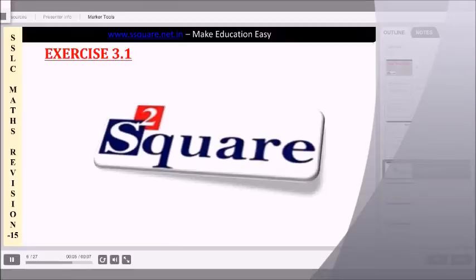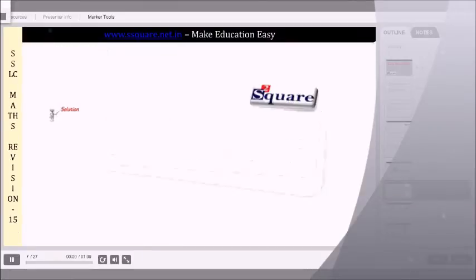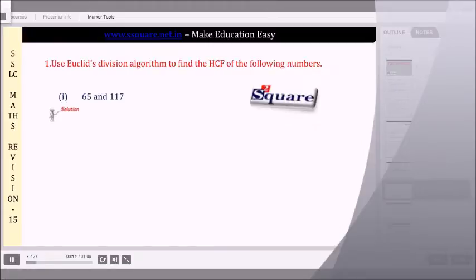Exercise number 3.1. Problem number 1. Use Euclid's division algorithm to find the HCF of the following numbers. Problem number 1: 65 and 117. So by using Euclid's division lemma, a is equal to b into q plus r. Step 1, here a is always the bigger value, 117, and b is equal to 65.